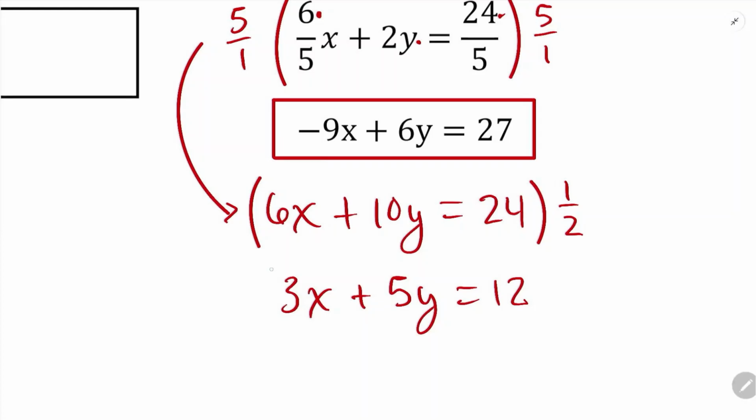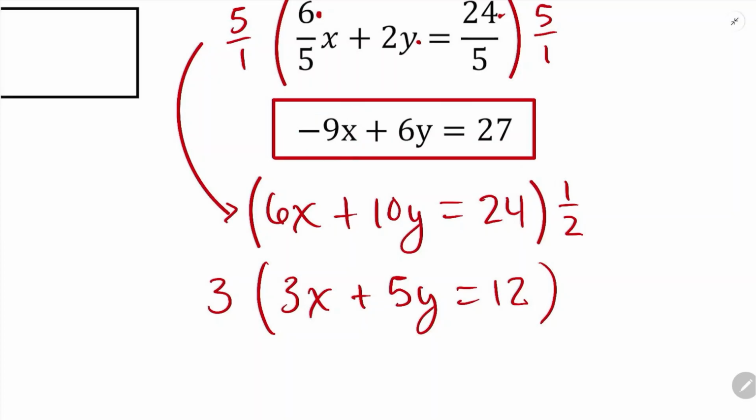I'm going to do one more thing. I'm going to multiply everything by 3. I'm going to bring in a factor of 3. And my motivation for that is because if I multiply everything by 3, I'll have a 9x in this equation, and I've got a negative 9x in this equation. So elimination will work perfectly.